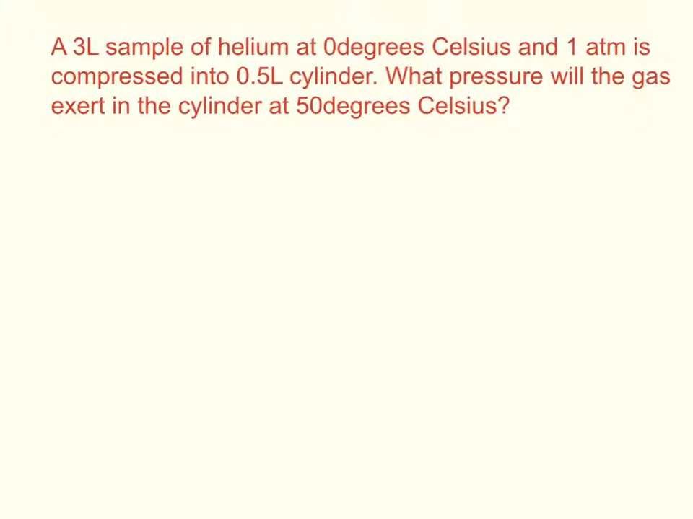So this is question 6.27 from our book, and this question asks, we have a 3-liter sample of helium at 0 degrees Celsius and at 1 atmosphere pressure, and that's going to be compressed into a 0.5 liter cylinder. So what pressure will the gas exert in the cylinder at 50 degrees Celsius? So we have 4 different gas laws that we could apply to this question.